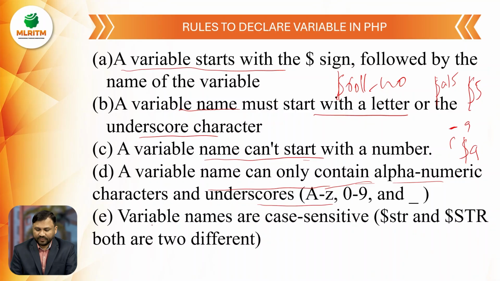The last rule says that variable names are case sensitive. It means if we declare and initialize a variable in one format and then use it in a different format, that is not allowed. Whichever way we have declared and initialized it, we have to use it the same way. So variable names are case sensitive.